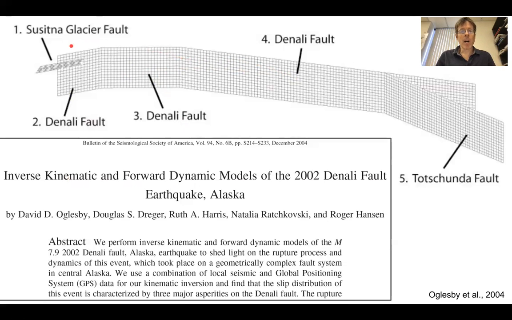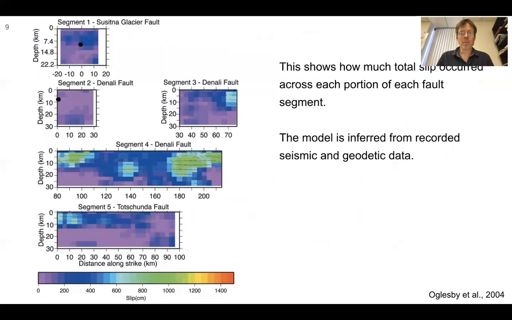So in this case, they have a complex model based on the geology and other information of starting on the Susitna Glacier, the Denali Fault in these segments, and then also this Totschunda Fault, which we've seen in another Alaska earthquake science fact. So here's the model that was estimated, and now this is going to get moved down into Southern California to try to get a realistic picture of what ground motion might look like there.